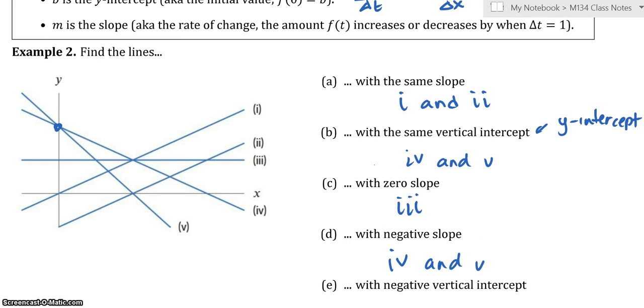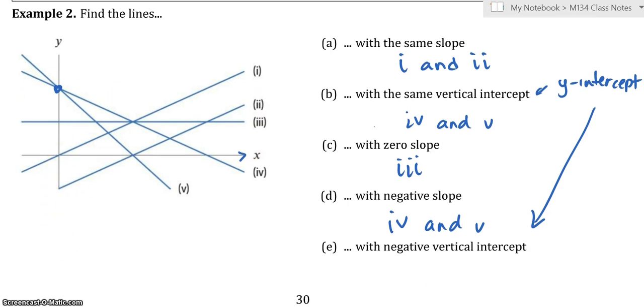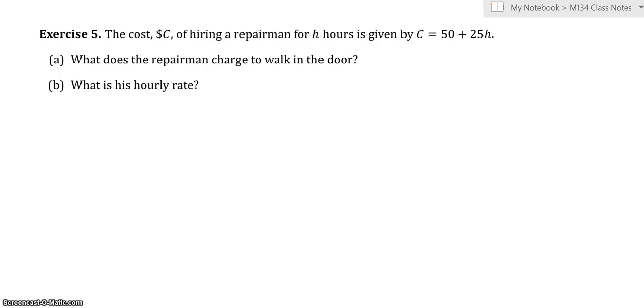With negative vertical intercept, again, this means the y-intercept. The one that has a negative vertical intercept, here's the x-axis. Something that's below that would be, looks like 2. 2 has a negative vertical intercept. So let's move on to the next page. You should be ready to try now. So try on your own, exercise 5. Come back when you're ready.